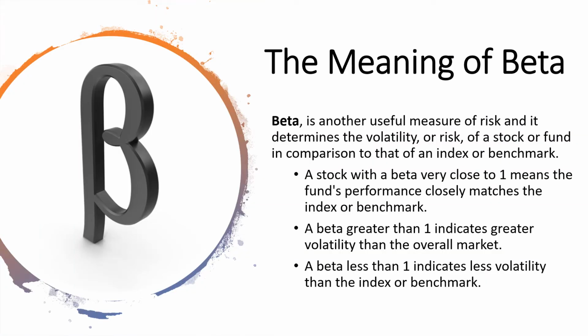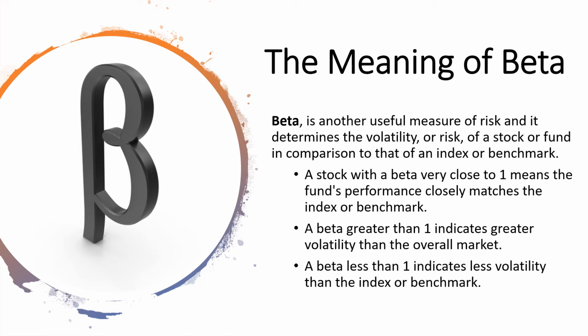Now let us briefly recap what beta is to an investment and how you interpret it. You should know by now that apart from standard deviation, beta is another useful measure of risk, where it determines the volatility of a stock or fund in comparison to the market, which is represented by an index or benchmark. By definition, the market, such as the FBM KLCI or S&P 500 index, has a beta of 1, and individual stocks are ranked according to how much they deviate from the market.